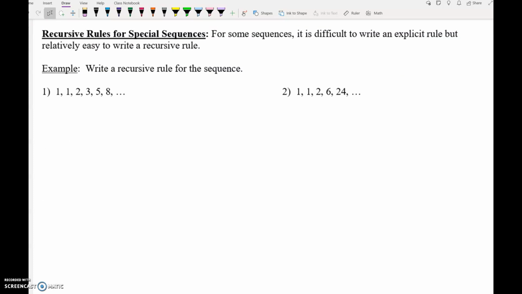Does anyone recognize the sequence 1, 1, 2, 3, 5, 8? No? Okay. Has anyone seen the movie The Da Vinci Code with Tom Hanks? No? Okay. This is a special sequence called the Fibonacci sequence.